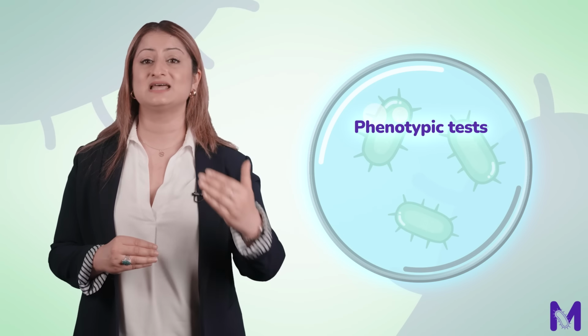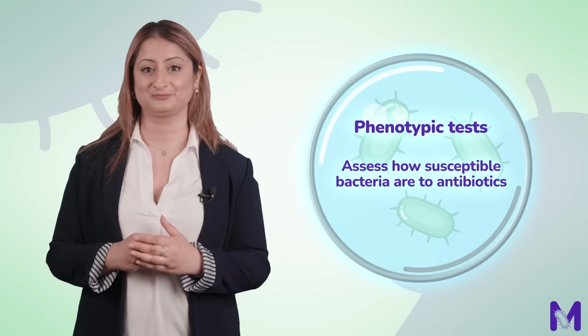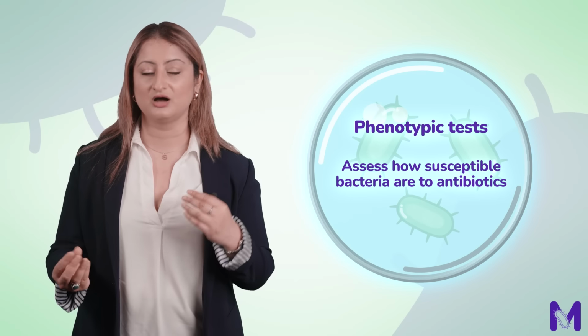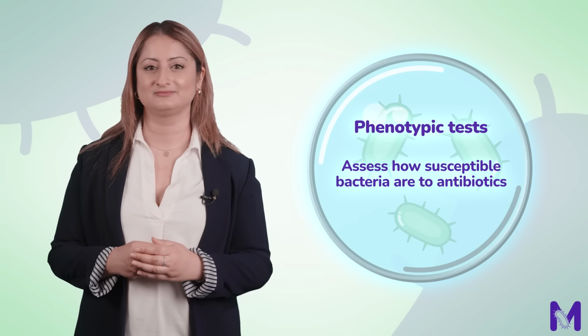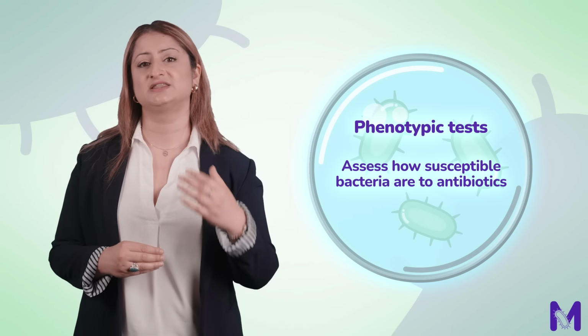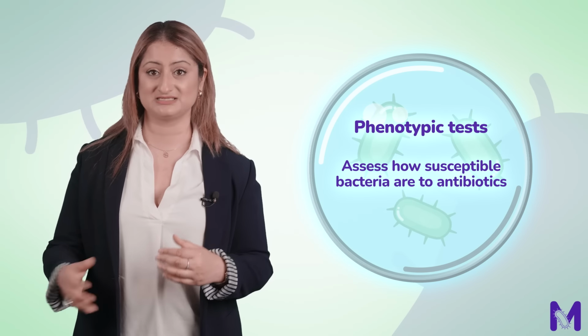Firstly, we are going to start with phenotypic tests that assess antimicrobial susceptibility. These tests directly assess how susceptible the bacteria are to antibiotics. For MBL-producing bacteria, we will specifically assess their susceptibility to beta-lactam antibiotics. All phenotypic tests for antimicrobial susceptibility are conducted following the UCAS guidelines or your local guidelines. Now, let's take a closer look at these tests.